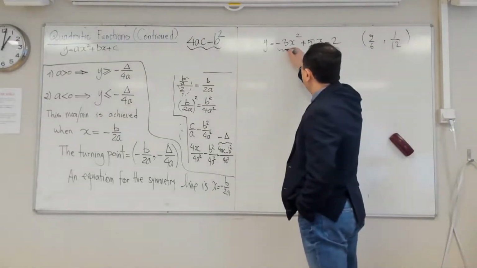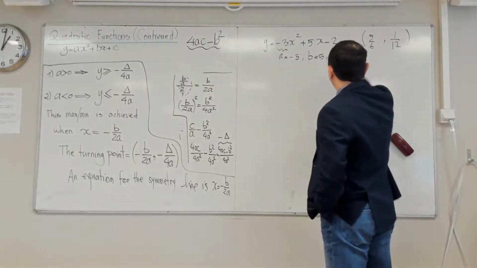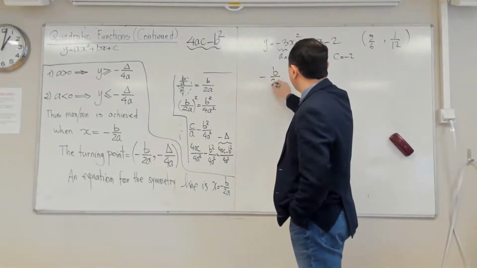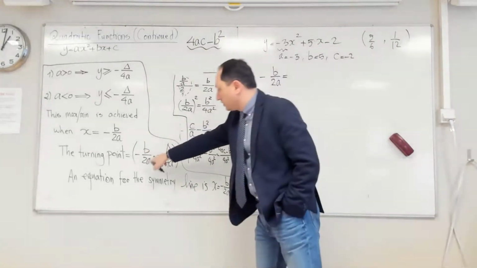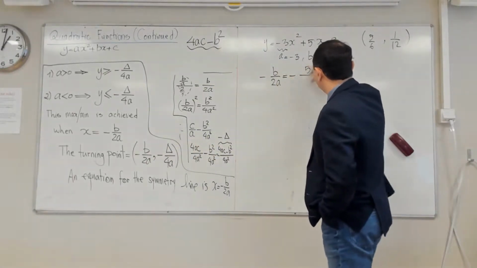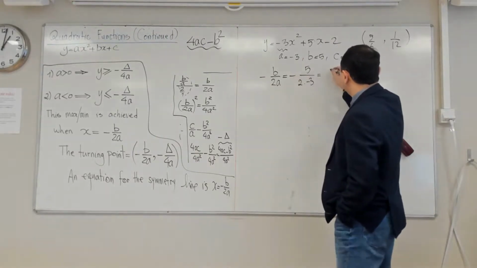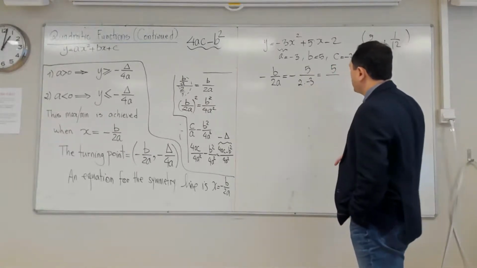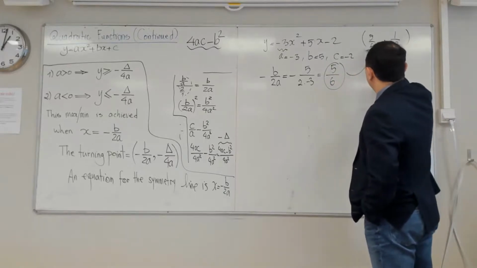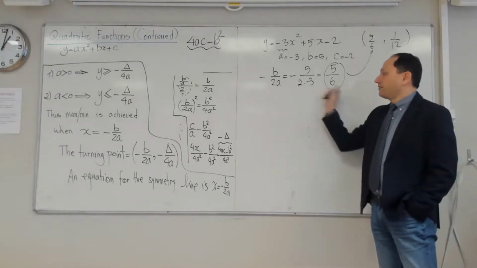So here in this problem, a is equal to minus 3, b is equal to 5, and c is equal to minus 2. Okay, so I can calculate minus b divided by 2a. This is the x coordinate of the turning point. So minus b is minus 5, 2 times minus 3 is minus 6, minus divided by minus gives positive 5 over 6. And you see, as simple as that. So the calculation is half a line.